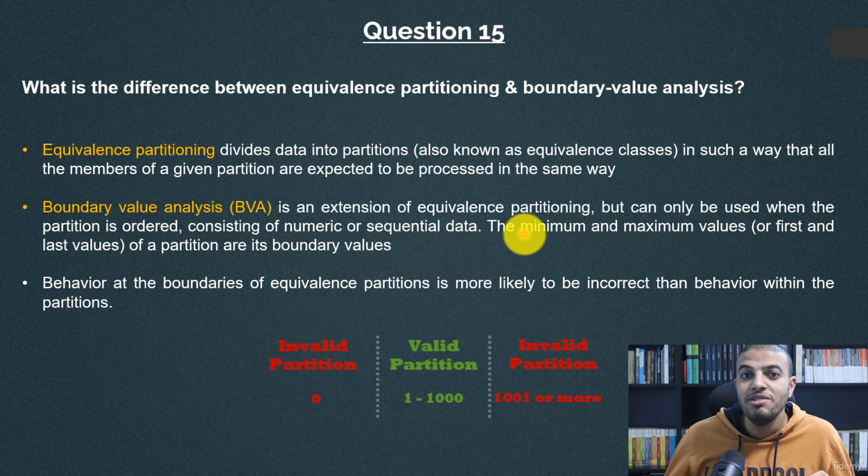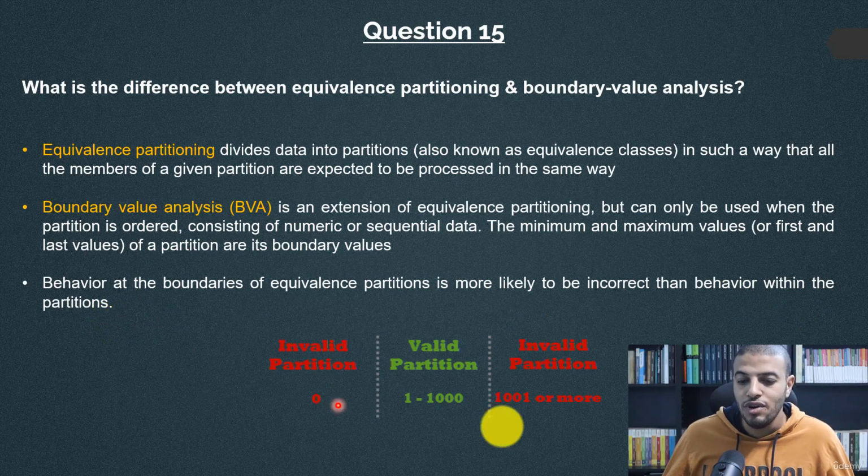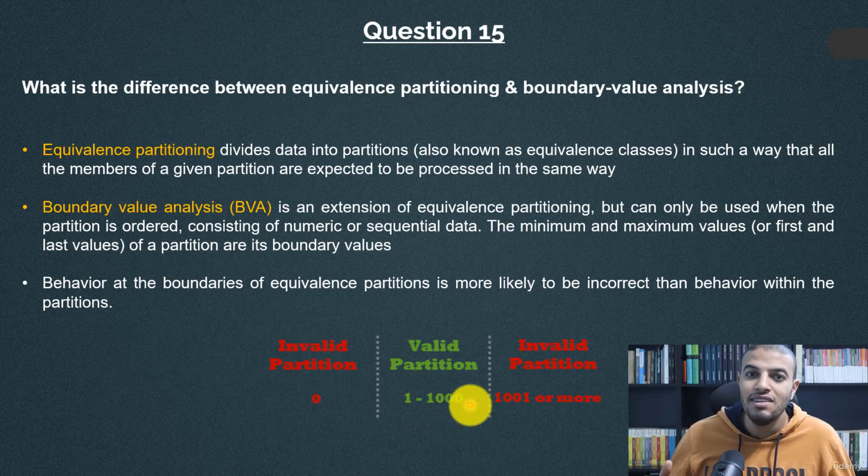And the values that will be tested using boundary value analysis are the minimum and maximum values, or the first and last value of each partition. So why do we use boundary value analysis? Because the behavior at the boundaries of equivalence partitions is more likely to be incorrect than behavior within the partitions. So in this system, for example, it is more likely to find a defect if you test at 1 or 1000 than you test at, for example, 500 or 400.